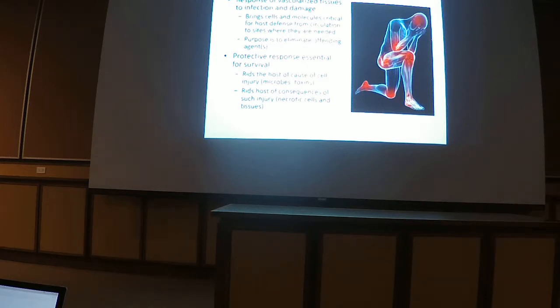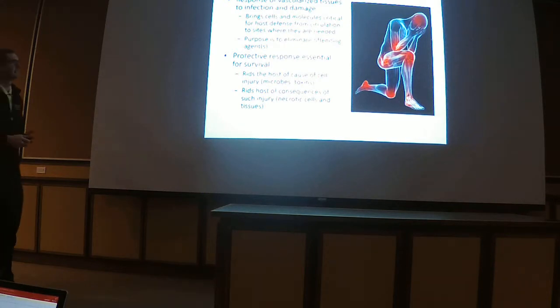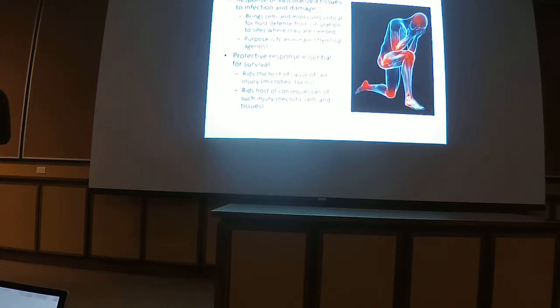Circulation is critical for inflammation because it brings all kinds of cells and molecules that we will learn about to the site that has been infected or damaged. And the purpose of all of this is to eliminate the offending agent. Inflammation is a protective response, and it's very, very important for survival. Without inflammation, you cannot get rid of the cause of an injury or the consequences of an injury.